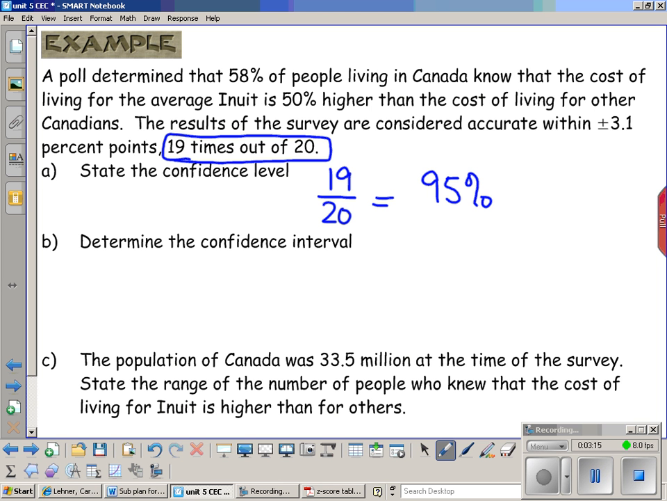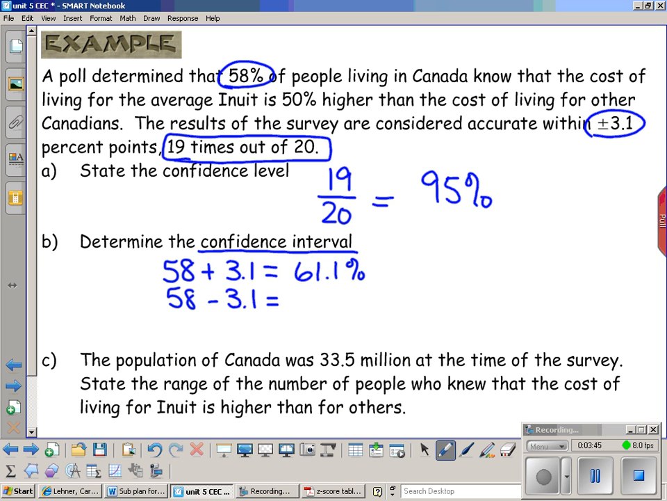Determine the confidence interval. Now the interval is the percentage of people that it's actually going to range between. Now they talk about 58%, accurate within plus or minus 3.1%. So the interval would be that range of data that fits this information. So 58 plus 3.1% is 61.1%, or 58 subtract 3.1, 54.9%. So the data, or the confidence interval, would be between 54.9% to 61.1%.